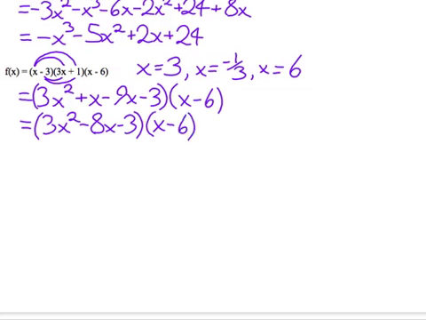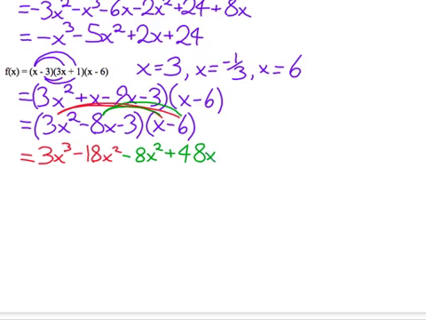So again, we just multiply the terms from the trinomial into the binomial. So 3x squared will get multiplied by x and by negative 6. This will give us 3x cubed, take away 18x squared. Now we multiply negative 8x times x and negative 6. So this will give us negative 8x squared plus 48x.